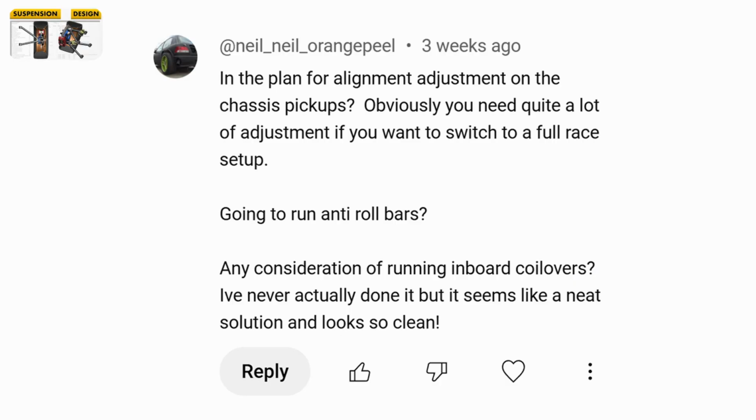But Neil also went on to ask what was the plan for alignment? And so how would you adjust, say, camber and so on of the car if you were moving from, say, the road to a racetrack? So Neil says, obviously you need quite a lot of adjustment if you want to switch to a full race setup. And that's true. This is really being designed as a road car primarily.